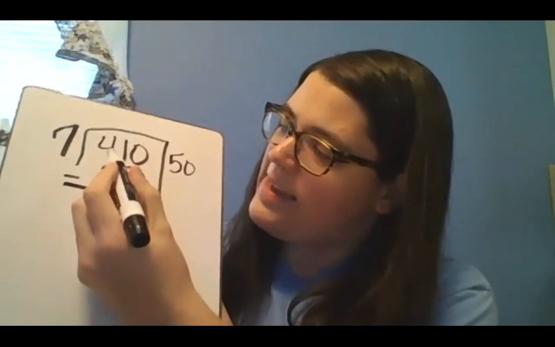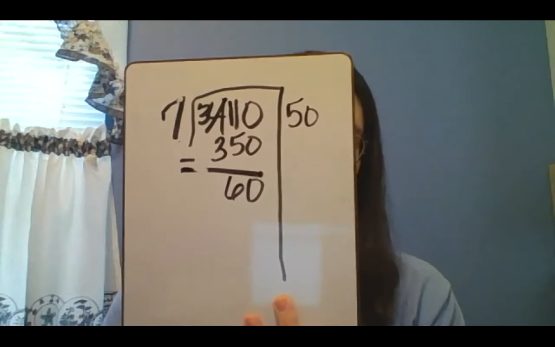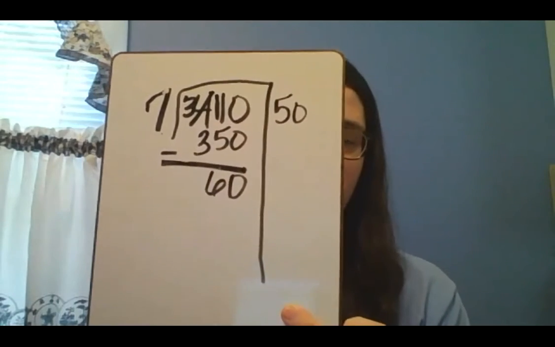So 410 minus 350. 0 minus 0 is 0. I can't do 1 minus 5, so I have to borrow from my 4. My 4 becomes a 3, and my 1 becomes an 11. Now it's 11 minus 5. 11, 10, 9, 8, 7, 6. So 11 minus 5 is 6. And then 3 minus 3 is just going to be 0. So what we have left, 410 minus 350, gives us 60.